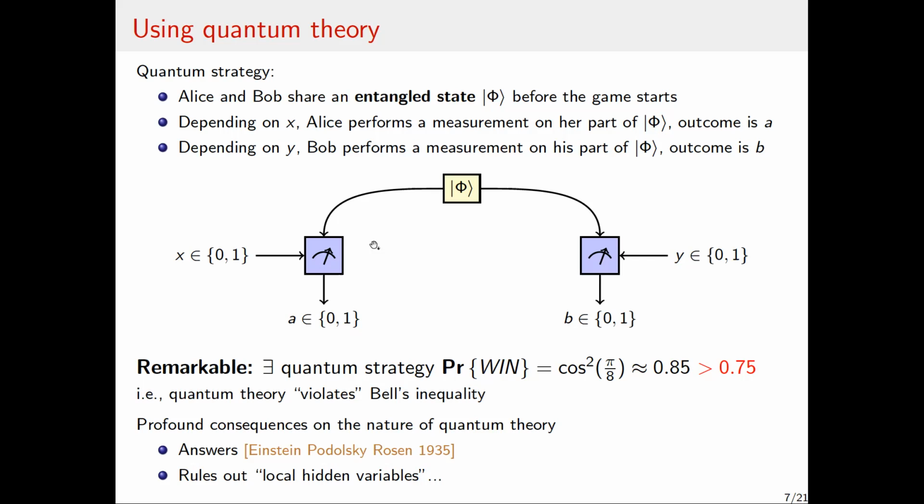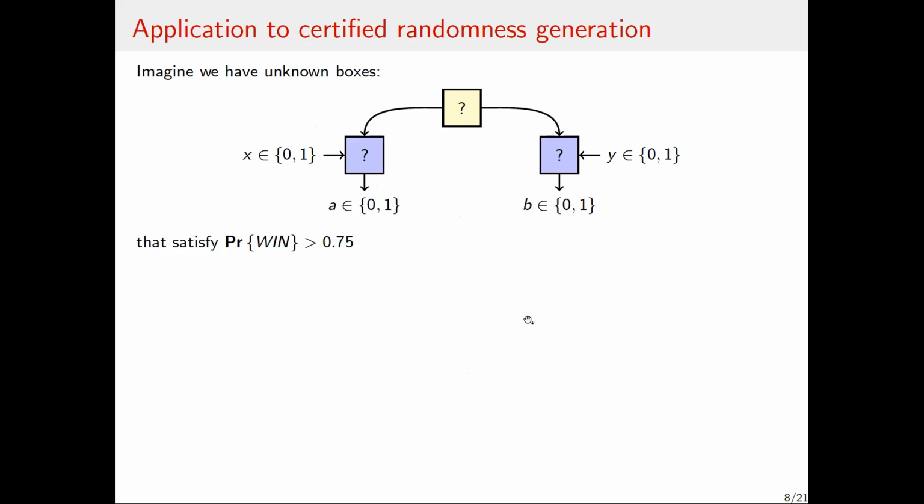So why did Bell consider this question and come up with such a game? He wanted to answer a question posed by Einstein, Podolsky, and Rosen in this very famous paper in 1935, in which they were asking basically about the completeness of quantum mechanics. There's tons of work about this in the physics literature, but for us, we will just try to see how we can use the fact that we have a game where the quantum strategies do better than the classical strategies to achieve some task. In particular, the task of randomness generation.